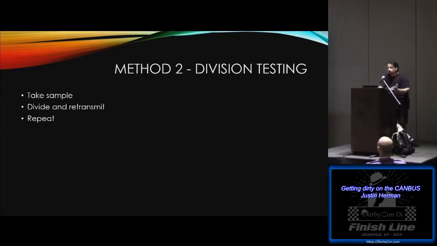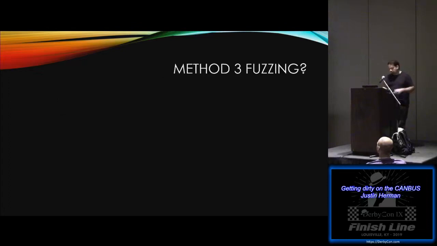Division testing is another method for determining which messages are what and trying to reverse engineer those. So you take the full sample, you retransmit the first half, and you see if the impact on the system is viewed or not. If it was, then you divide that first sample up. And of course, 3 is fuzzing.